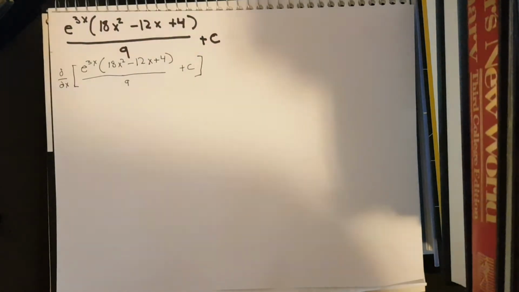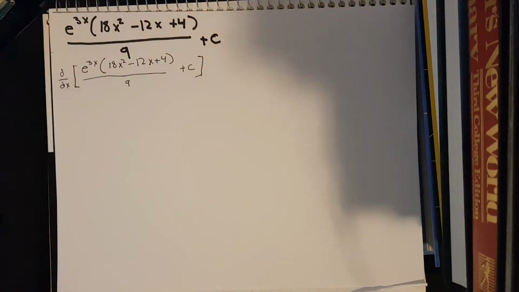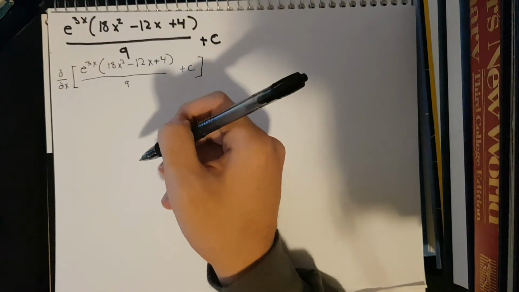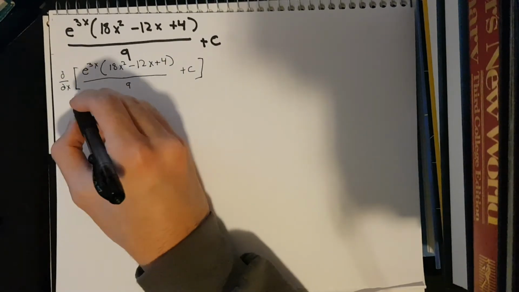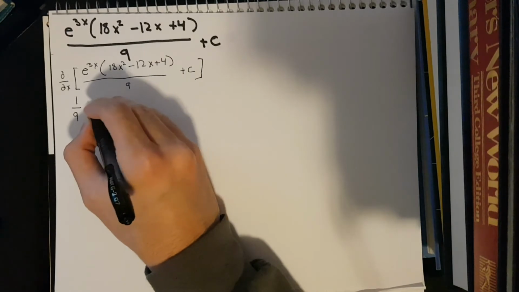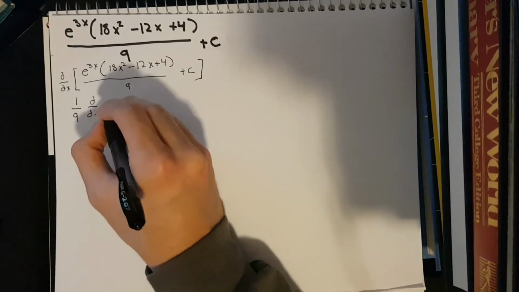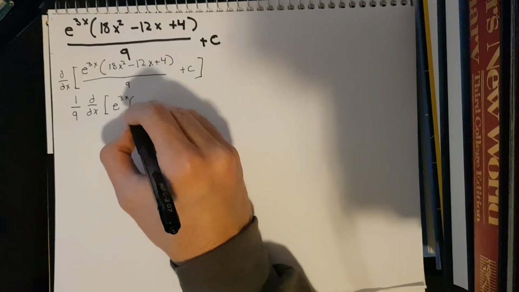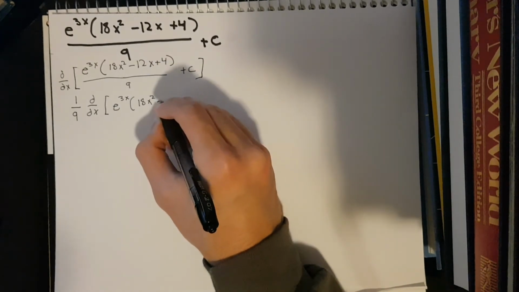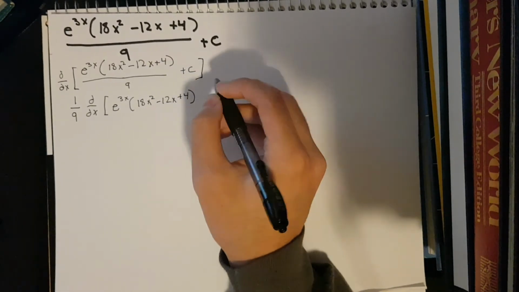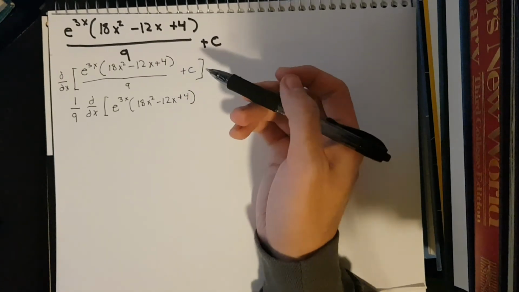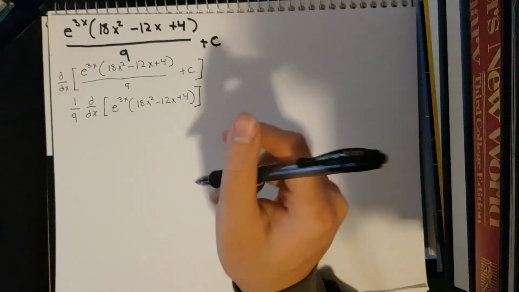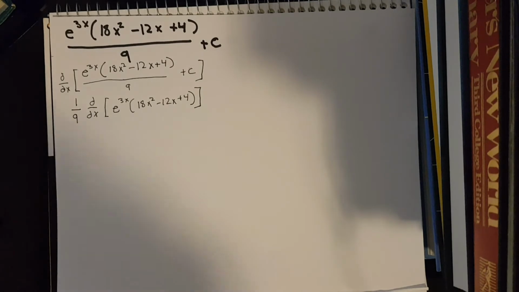Alright, now it is time to find the derivative of what we got. So looking at this, we know we could pull out a constant, which is 1/9, and then we could use the product rule to find our answer. So we pull out 1/9, and then d over dx of e to the 3x times 18x squared minus 12x plus 4. And we know that the derivative of C would be plus 0, so we could get rid of that. So now we have this, and we could just apply the product rule.